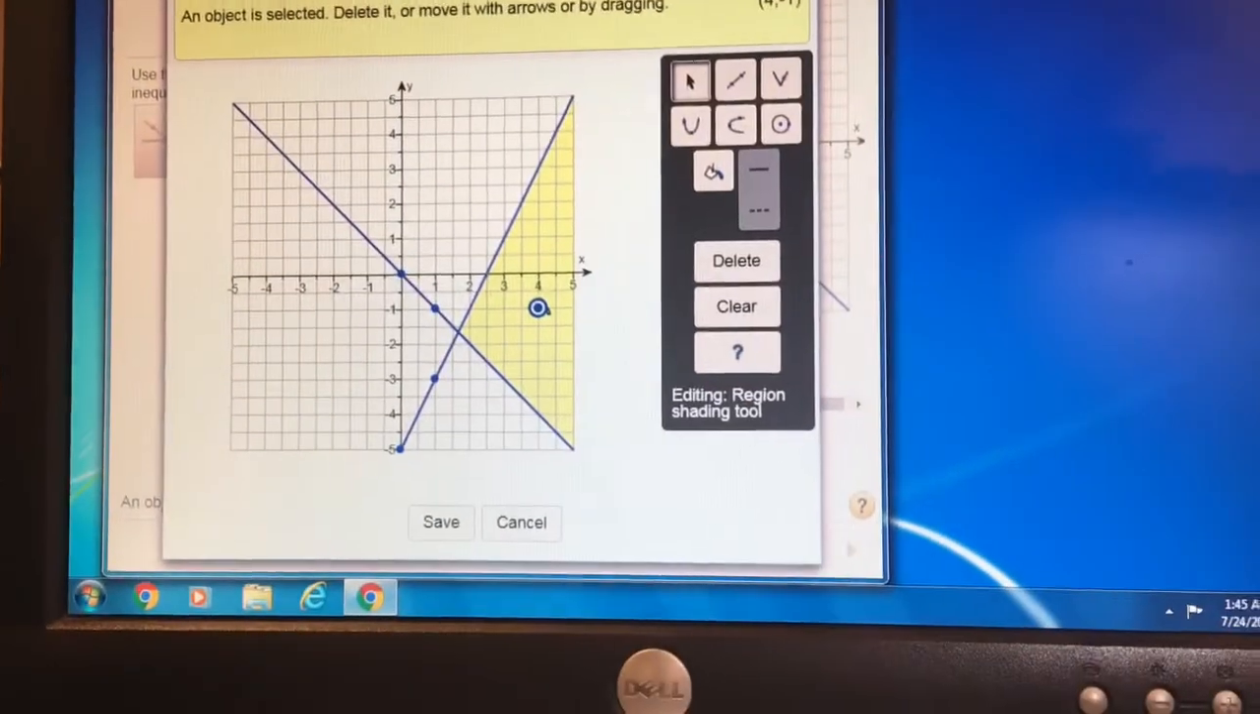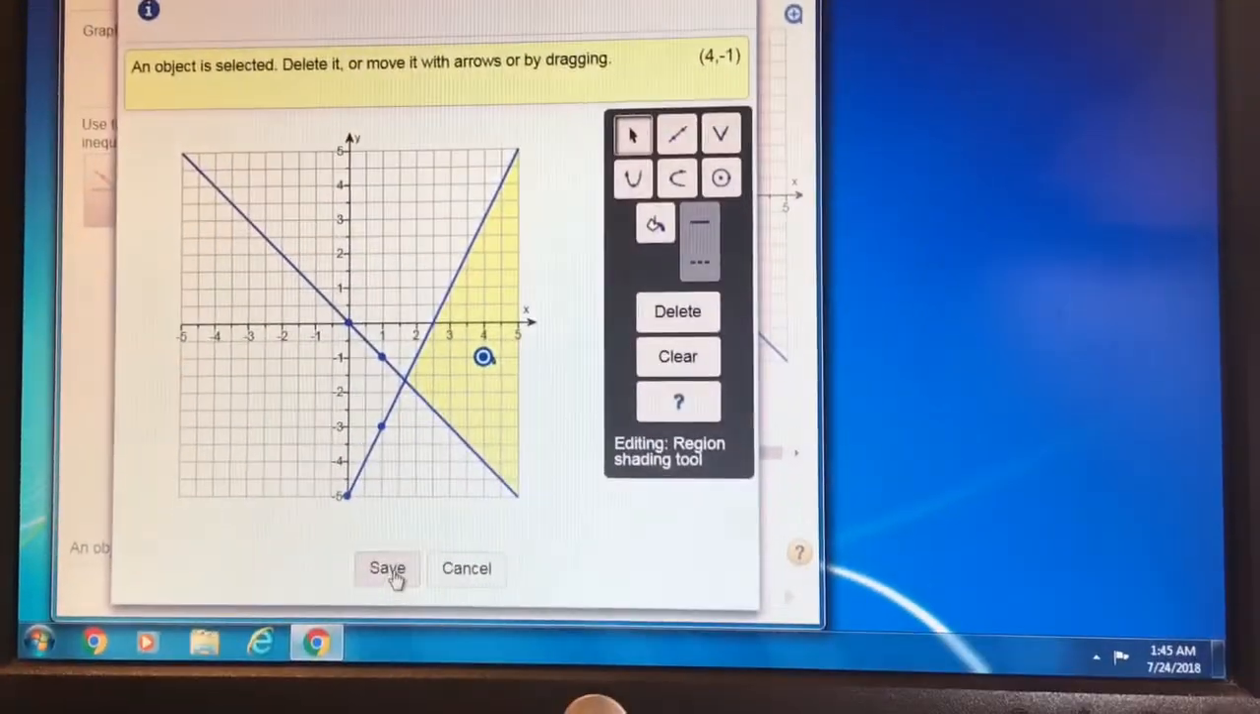Now I'm running out of time on this test. I'm down to 1 minute, so I'm going to go back and try to do some quick ones.